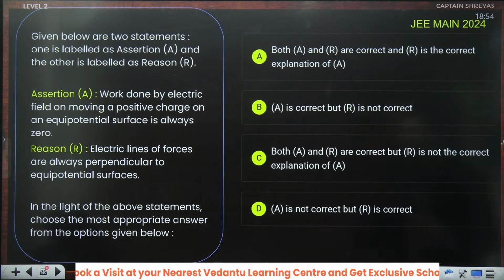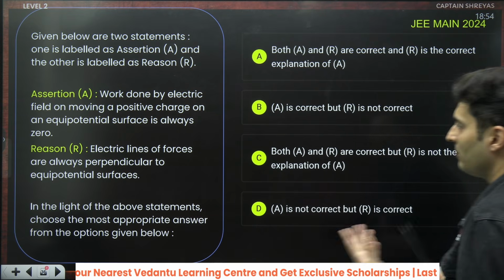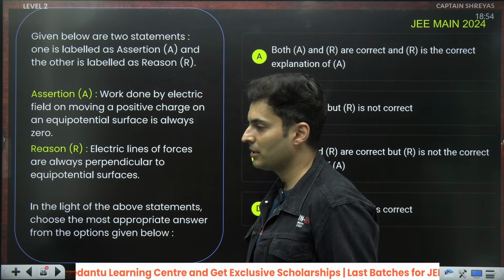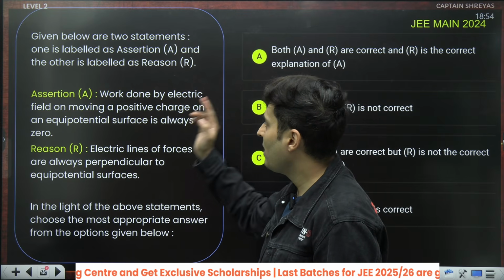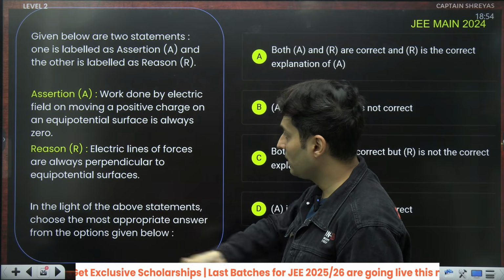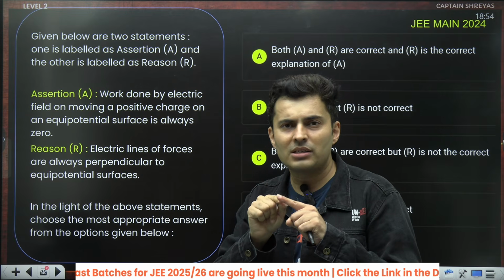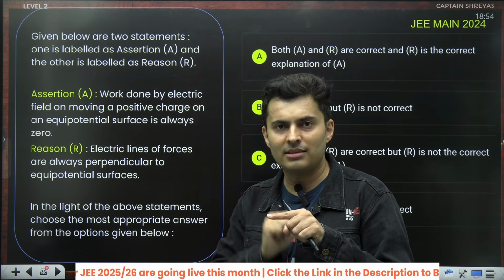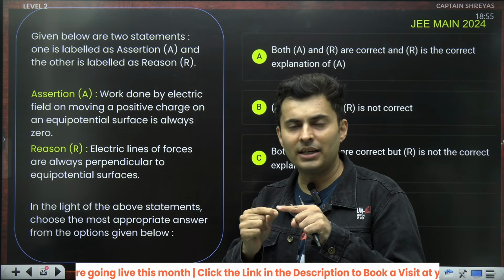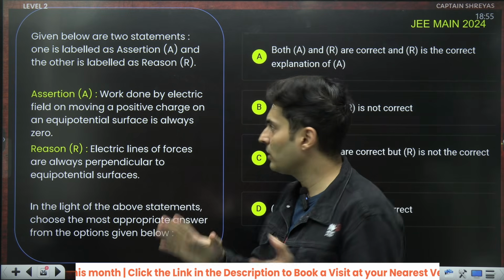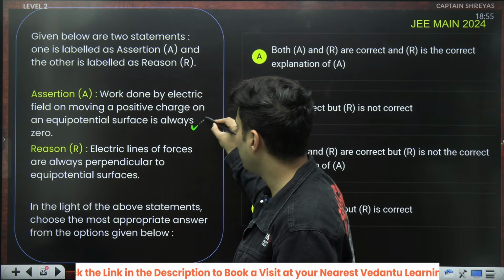Assertion reason. The 2 statements are given. Which of them is correct or wrong, or the explanation is correct or wrong. Work done by electric field on moving a positive charge on an equipotential surface is 0. Yes, whether you take positive or negative doesn't matter. If you move it on that equipotential surface, the work done is always 0. So the assertion is 100% correct.